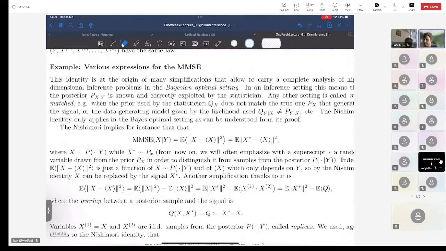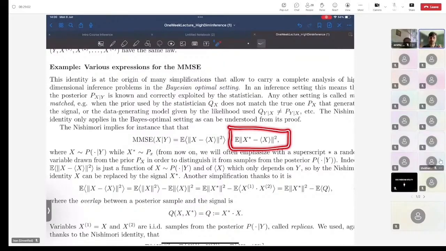Okay, so one direct consequence of this, for example, is the minimum mean square error, which we defined like this at the moment. This is the average Euclidean distance between the ground truth X star and the Bayesian optimal estimator, which is the posterior mean, which I now denote with a bracket, as I said. This minimum mean square error can be written equivalently like this, which is actually the variance of the posterior distribution. The way you can see it through this Nishimori identity is the following. This bracket is a function of the data only. I'm integrating over X, so it only depends on Y.